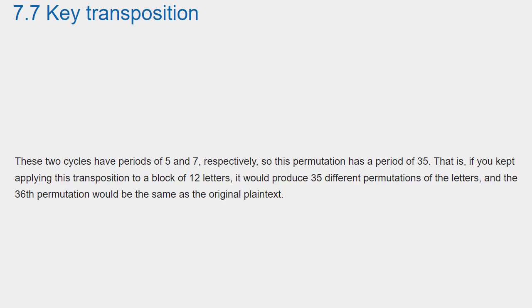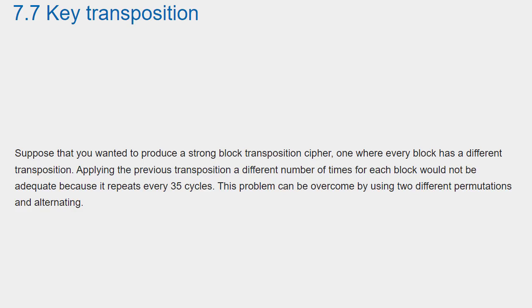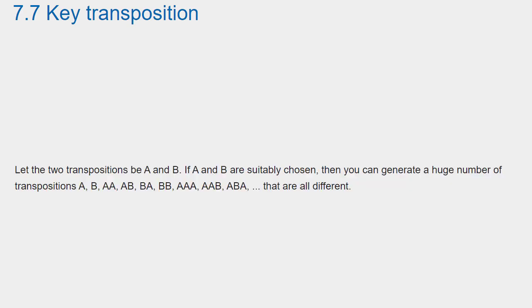That is, if you kept applying this transposition to a block of 12 letters, it would produce 35 different permutations of the letters, and the 36th permutation would be the same as the original plain text. Suppose that you wanted to produce a strong block transposition cipher, one where every block has a different transposition. Applying the previous transposition a different number of times for each block would not be adequate because it repeats every 35 cycles. This problem can be overcome by using two different permutations and alternating.